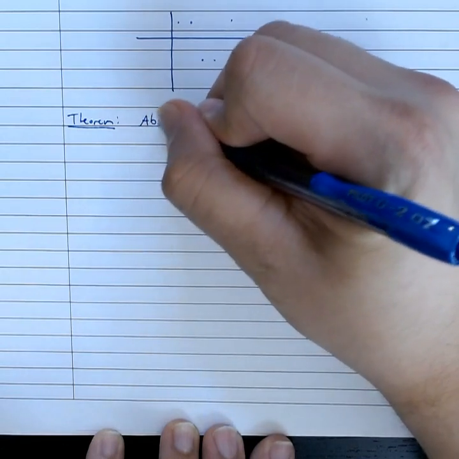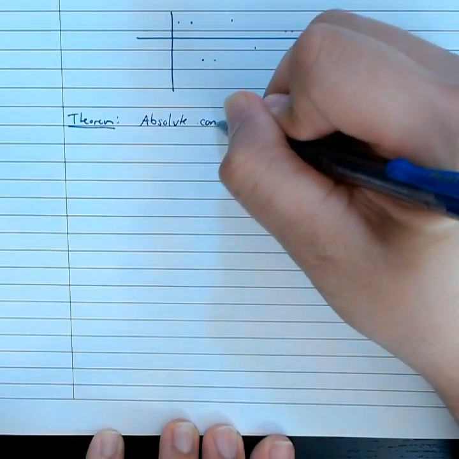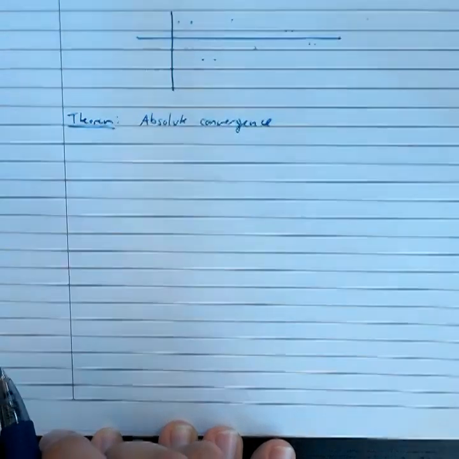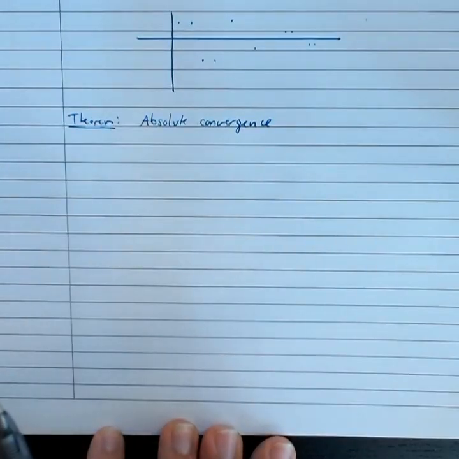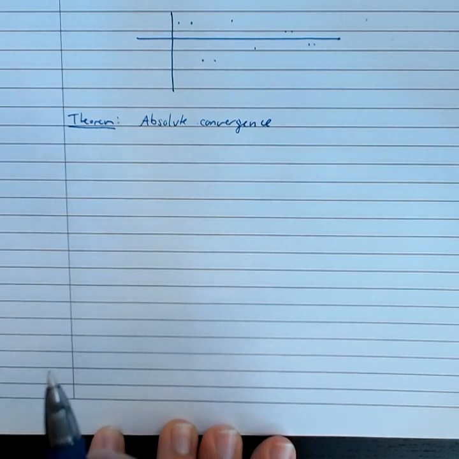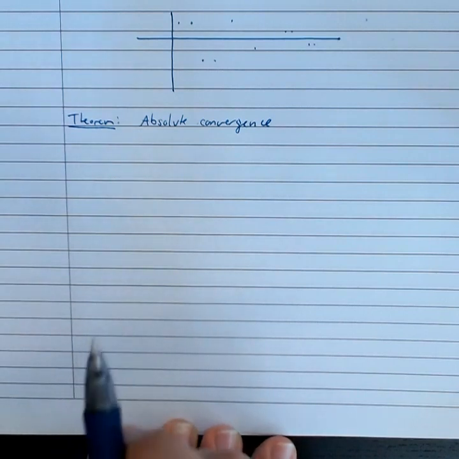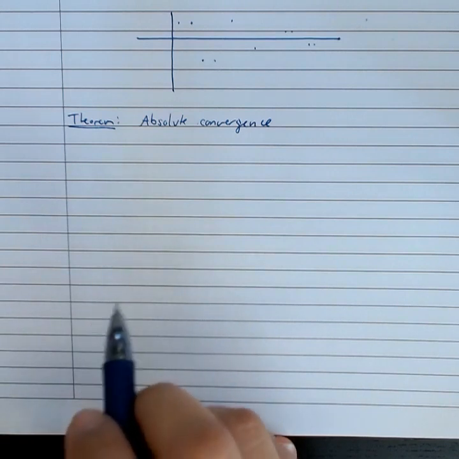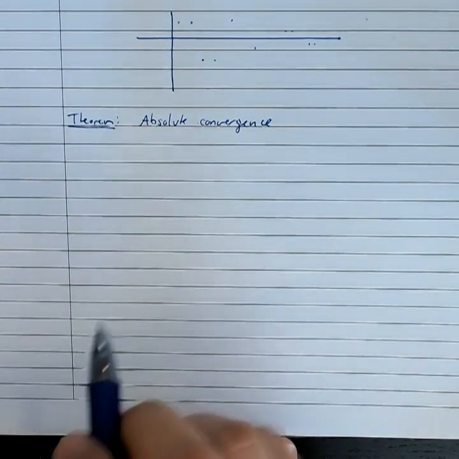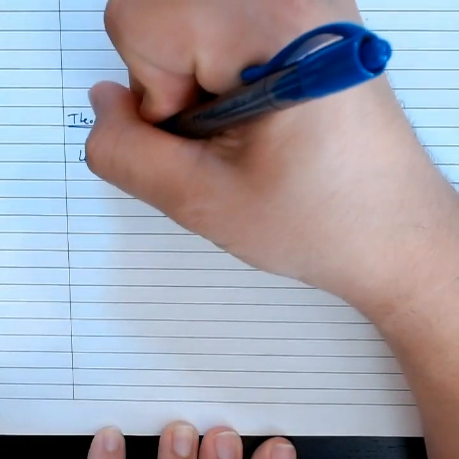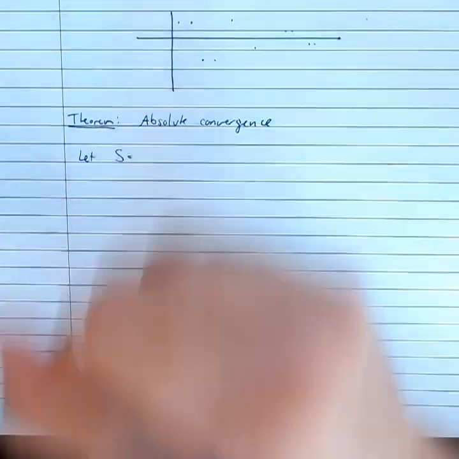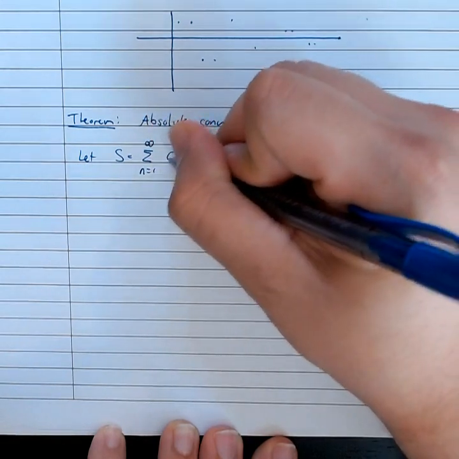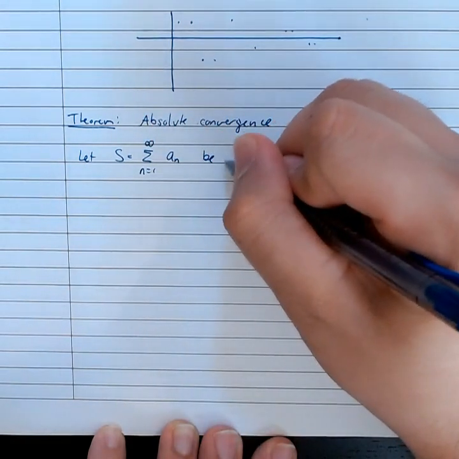Let's talk about absolute convergence. What absolute convergence says is, let's start off with a series. If you can take the absolute value of the terms of that series and still let it converge, then that means that series converged because of its terms and not because of its signs. A little more formally, we say let S be the infinite series given by the sum as n goes from 1 up to infinity of a sub n.